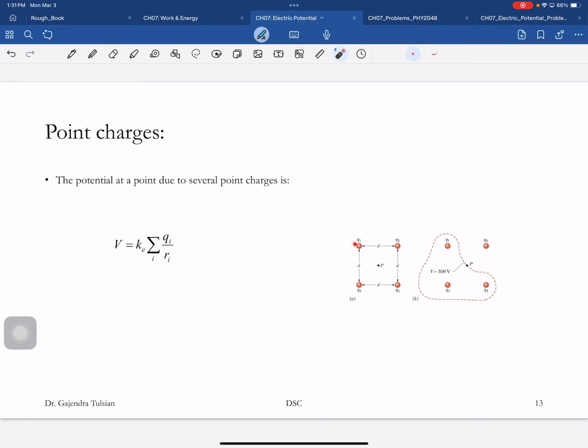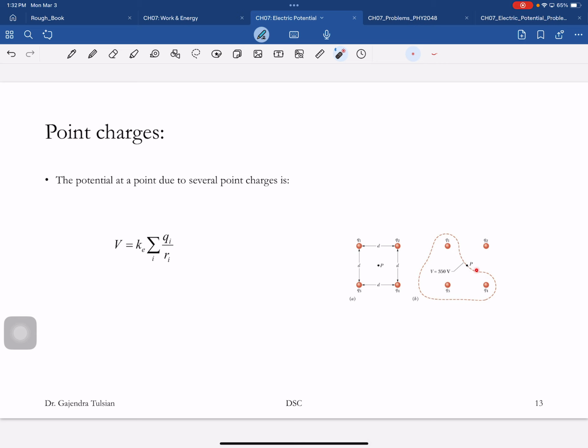So if you have several charges, if you want to calculate the potential at any point, just add up the potential due to each charge. So the potential at this point is the potential due to this one plus the potential due to this one and so on. So let's look at this diagram. Here are 4 charges. What is this diagram saying? Equipotential. Very good, my friend.